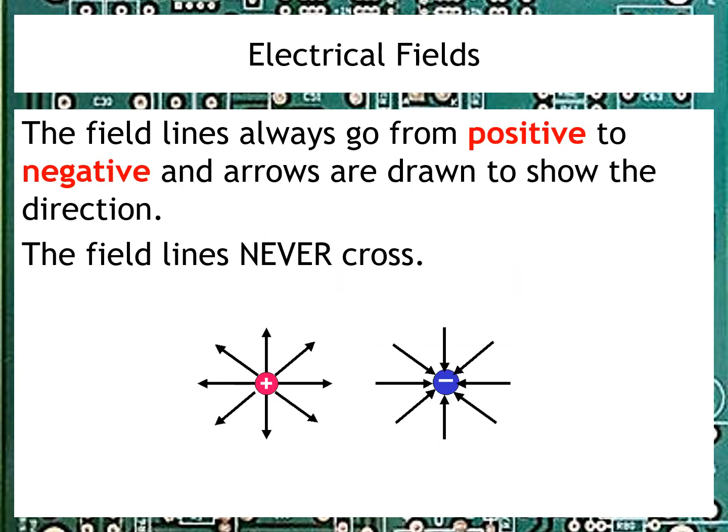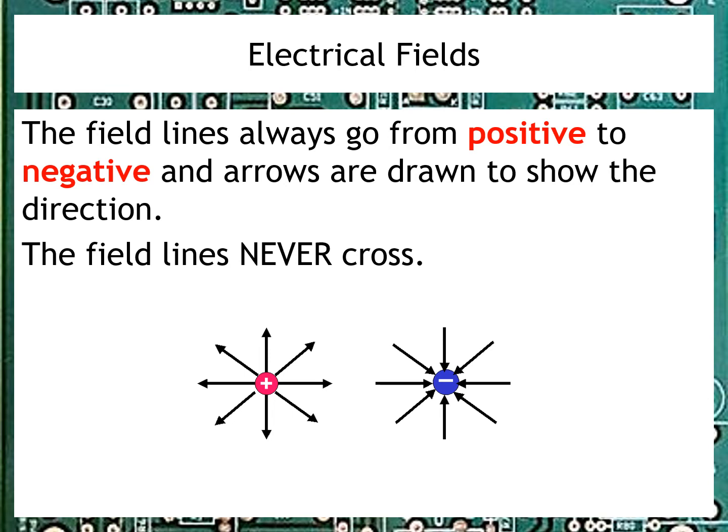So our third field is the electric field. And again, we can draw field lines to show the movement of a charged particle in an electric field. The rules here are that field lines always go from positive to negative. So not north to south, but positive to negative. Again, we must always draw arrows to show the direction, and the field lines must never cross.